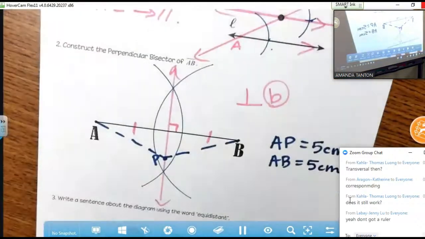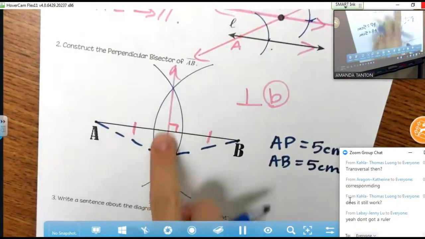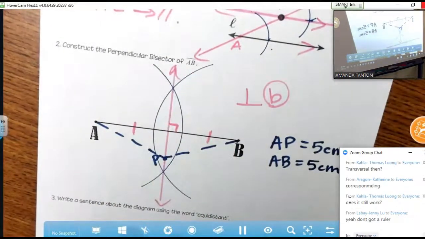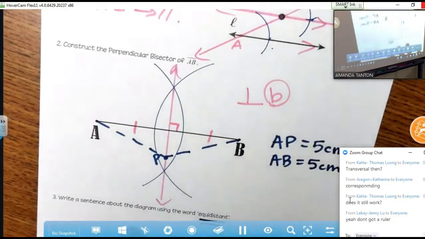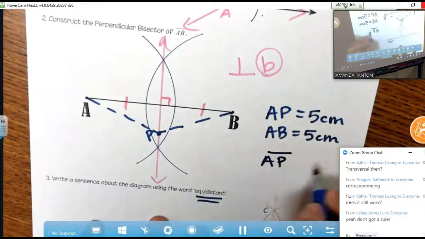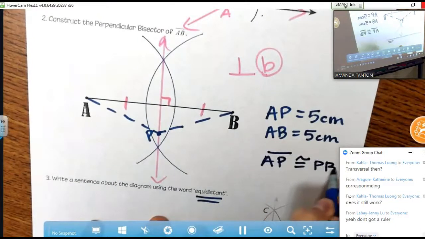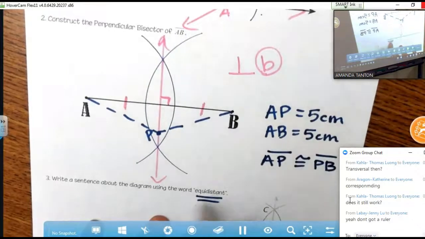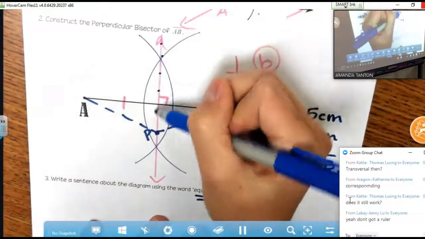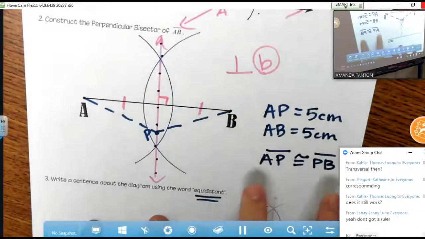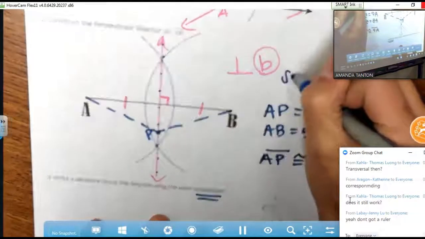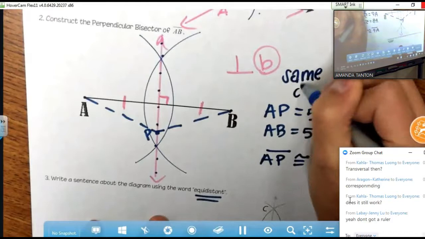So what we're realizing is we can pick any point on this line, any point, and it's going to be this fancy word right here. It's going to be the same distance. AP is going to be the same as PB. They are going to be equidistant from the endpoints of the segment. So you could have picked this point, this point, this point, any point on this line creates some congruent segments. It's the same distance. So I'm going to write that, same distance.